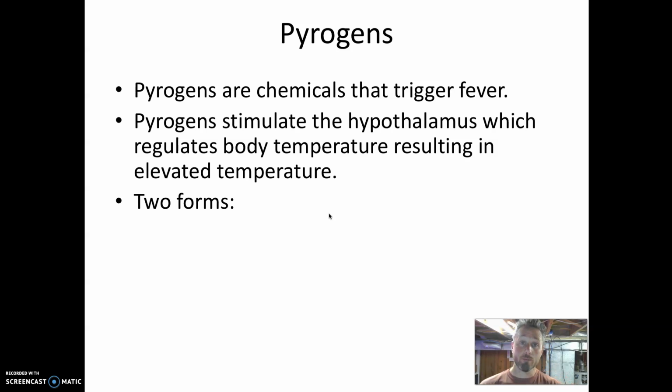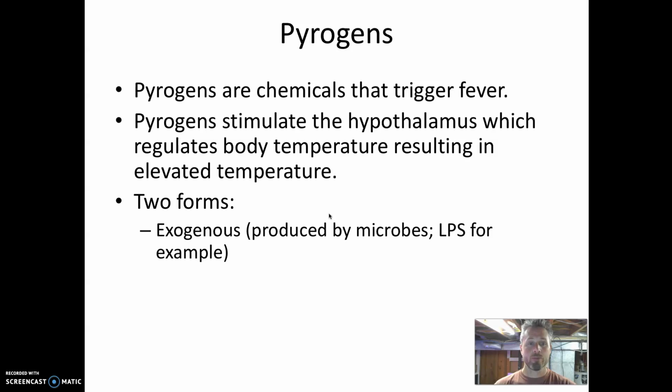There are a couple forms of pyrogens. We will talk about pyrogens based on where they originate from. Basically we're asking, do they originate from your own body, like do your cells make these chemicals on purpose? Or do they originate from something outside of your body, like the microbe that is causing an infection? The terminology we'll use is exogenous if the pyrogen is produced by a microbe and that is stimulating the fever. So again, exogenous pyrogens come from outside your body.